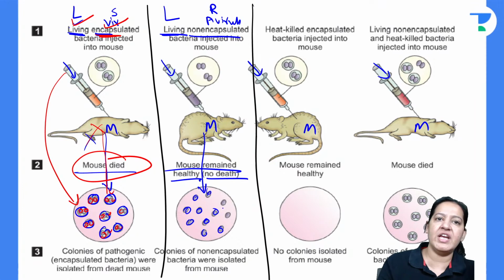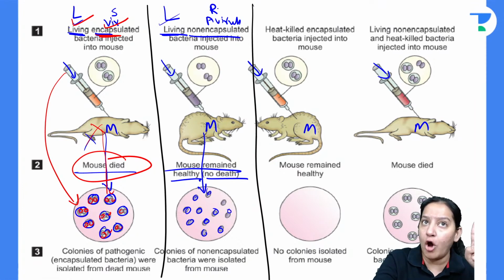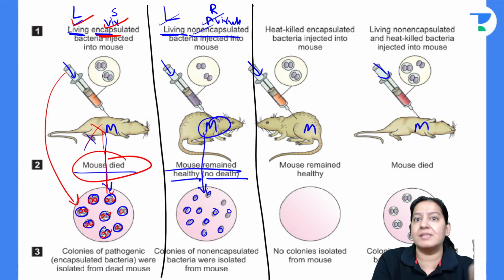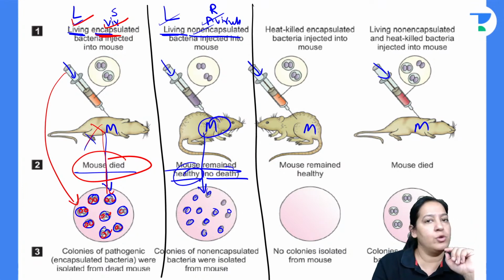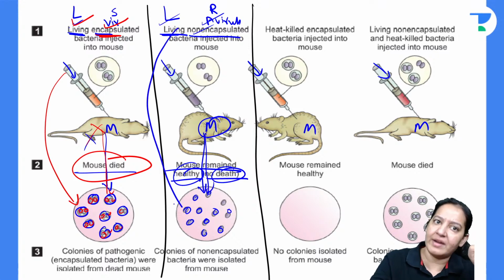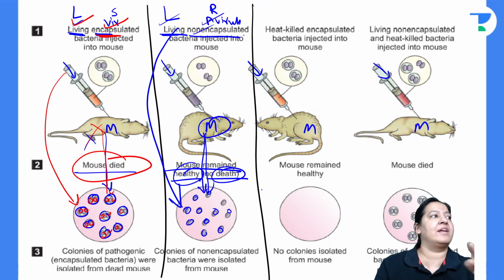So is the situation fitting? You will say, ma'am, again the situation is fitting. You are putting live non-capsulated bacteria. Non-capsulated are avirulent. That's why the mouse is healthy. Avirulent will not cause disease in the mouse, so the mouse is not dead. It is no death, no disease. It is fitting. And if we take the blood out, whatever you are injecting, you are getting the same thing. You have injected live non-capsulated, and in the blood also we get live non-capsulated.